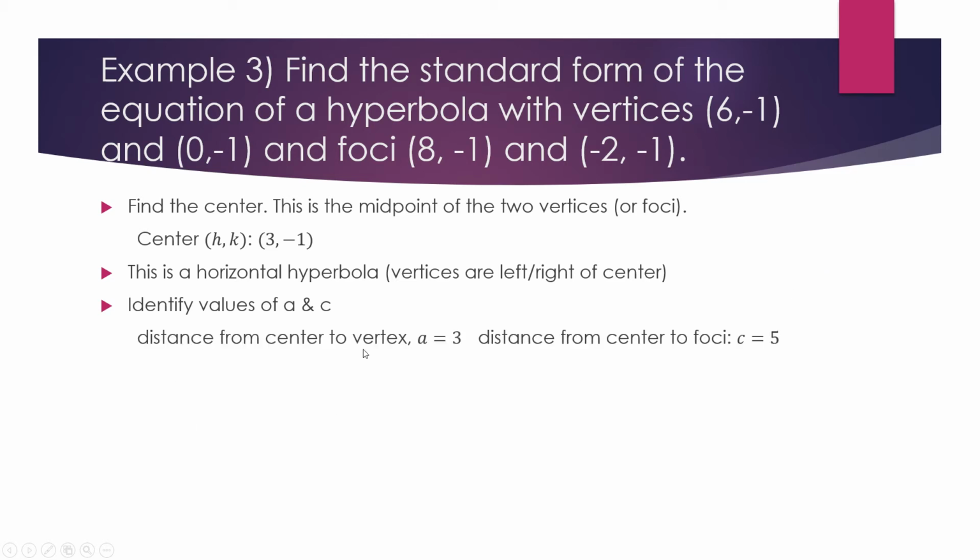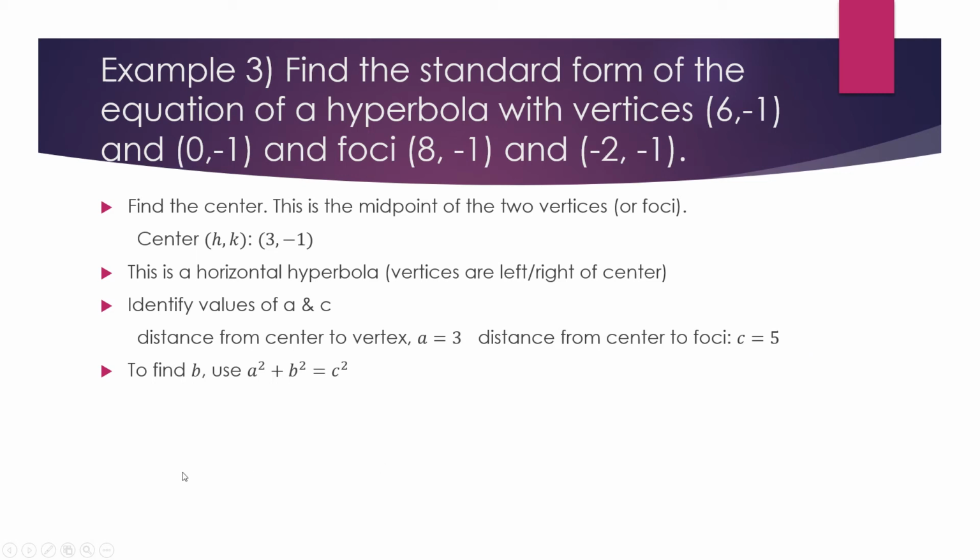Next up, we're going to find our values of a and c. A is the distance from the center to the vertex. In this case, that's going to be 3. From (3, -1) to (6, -1) is 3 spaces. C is the distance from the center to the foci. So from the point (3, -1) to the point (8, -1) is 5 spaces, so c is 5.